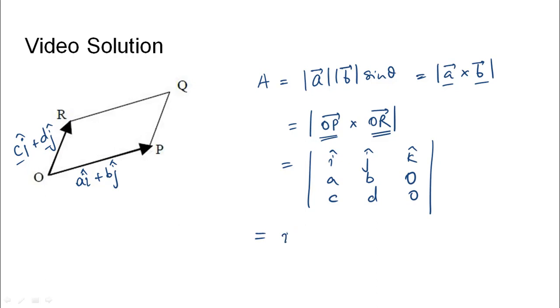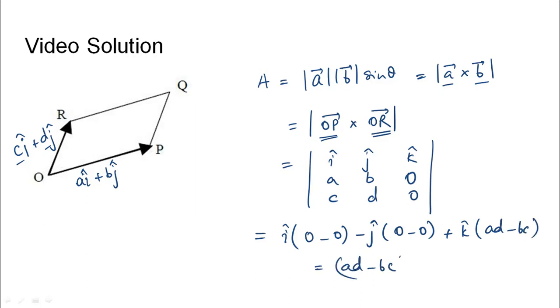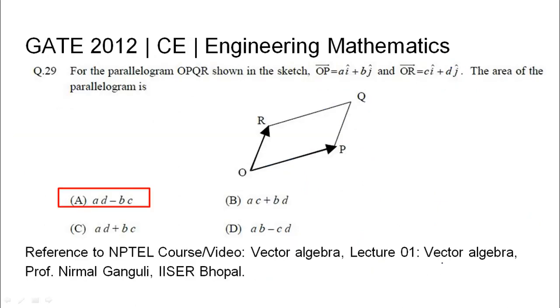Expanding this, we would get i cap times 0 minus 0, minus j cap times 0 minus 0, plus k cap times AD minus BC. So this would come out to be AD minus BC into k cap. So the mod of the area would be equal to AD minus BC and the direction would be along k cap. So the area of the parallelogram was found out as AD minus BC, which is option A.